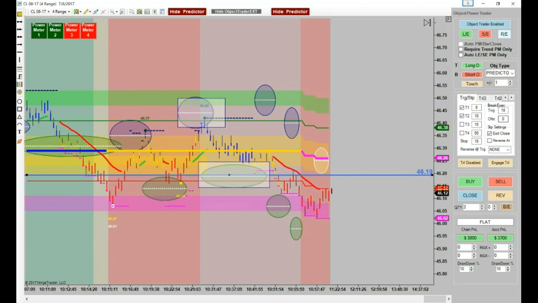Is there a way to change the size of the predictors? No, it's actually in the program. I am talking to the programmer about some things about Predictor to see if we can actually do that.